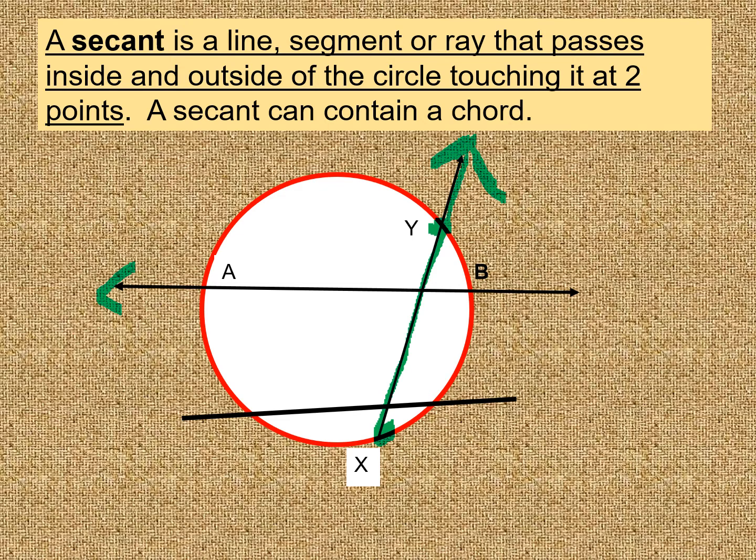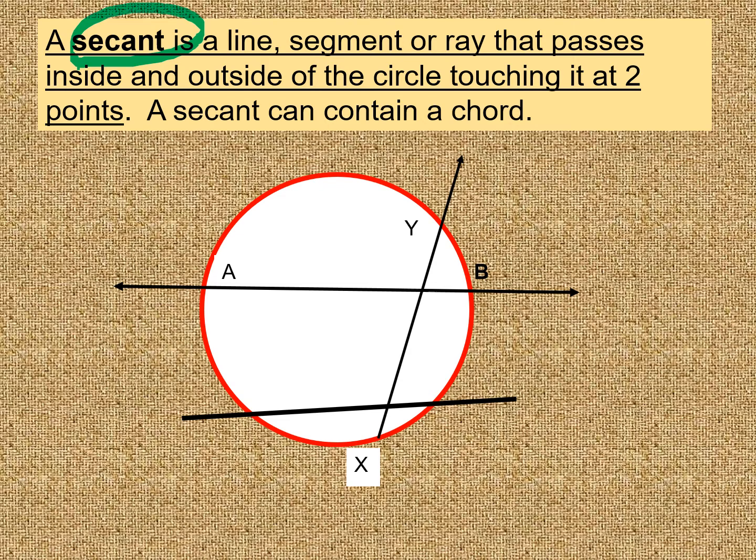Secant is also used in trigonometry as one of your sine, cosine, tangent, secant, cosecant, cotangent, one of those others. But this is a different kind of secant. I use the same exact word. I know, it drives me crazy too. All right, but this is the secant of a circle, and it goes inside and outside.